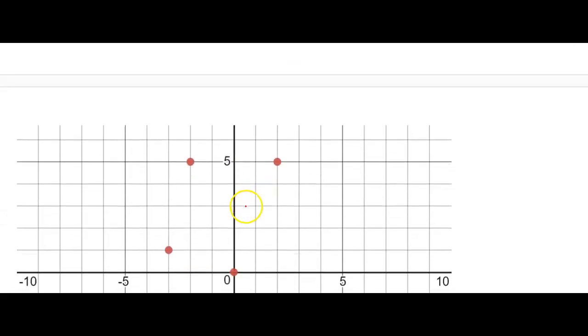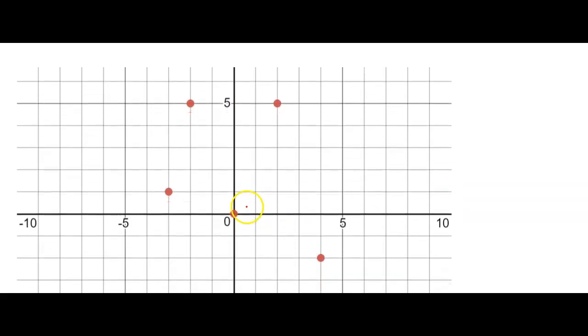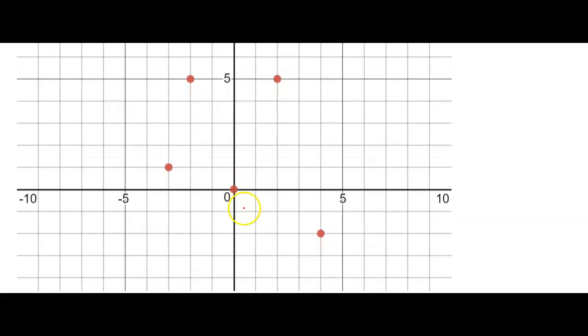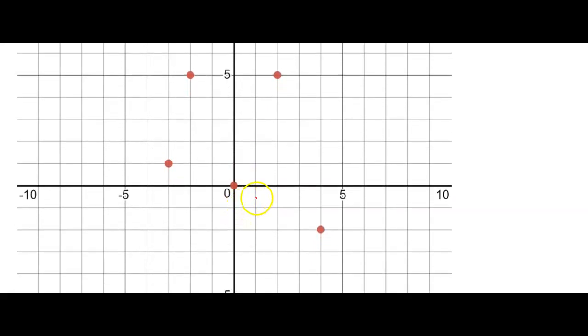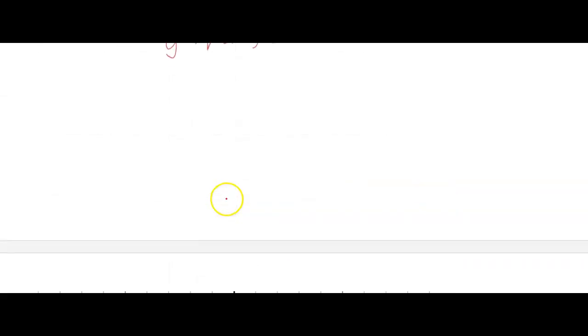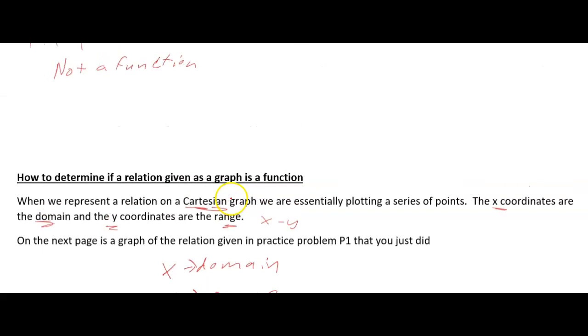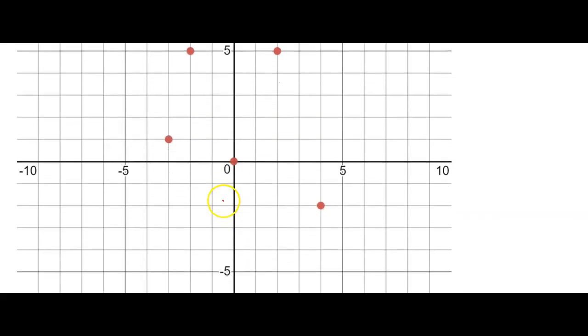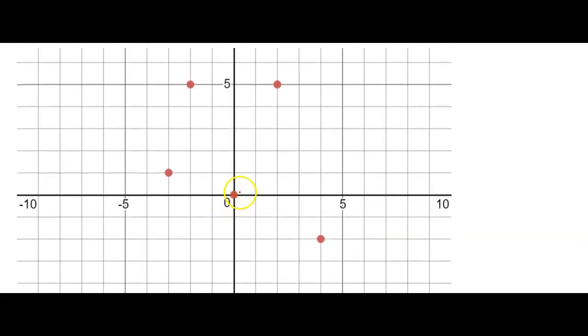So this is a graph of the points from our previous list. For example, Problem P1 that you just did. And we decided P1 was a function.